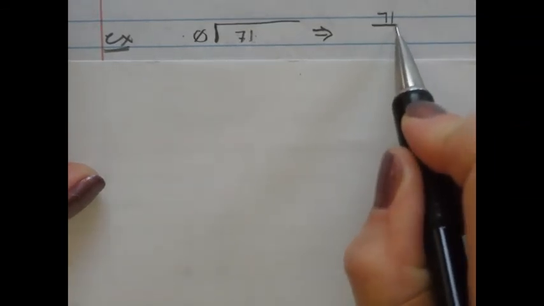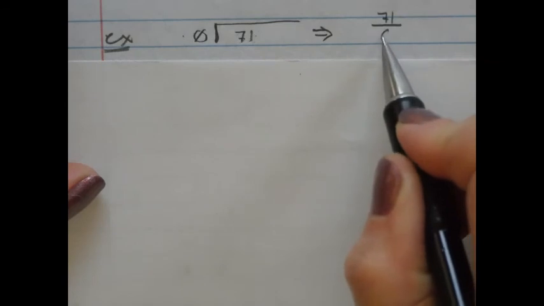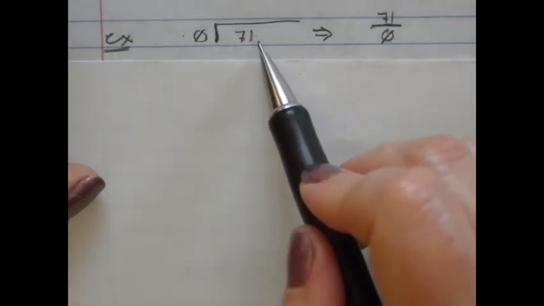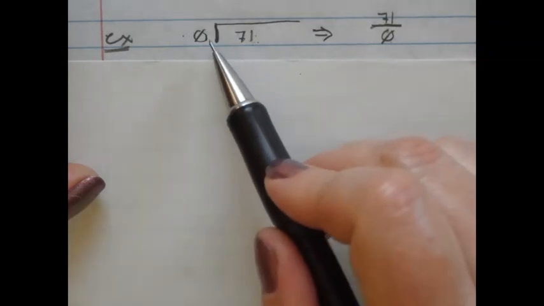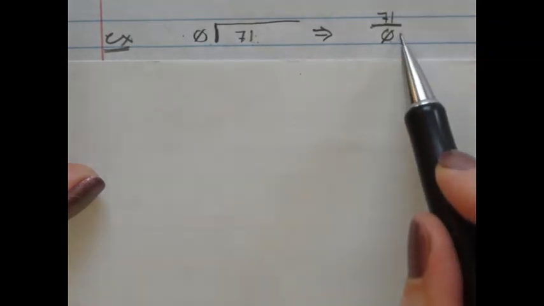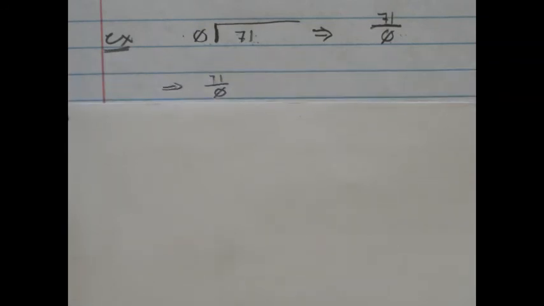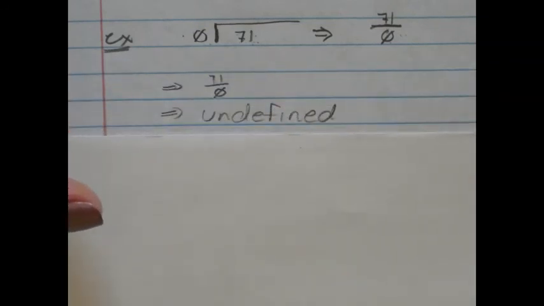And if we do that, we would get 71 divided by 0. So that's the reason why we say 71 divided by 0 when we see it in this format. So 71 divided by 0. Notice where 0 is. 0 is in our denominator. So if 0 is in my denominator, it's under the 71. It is undefined.